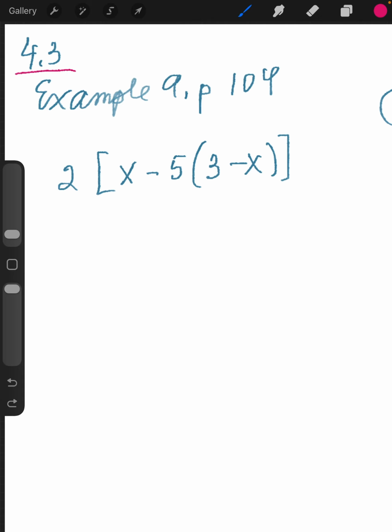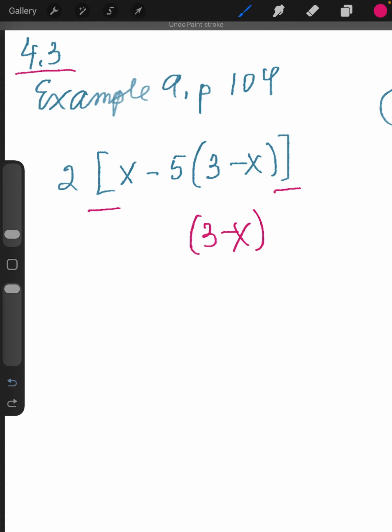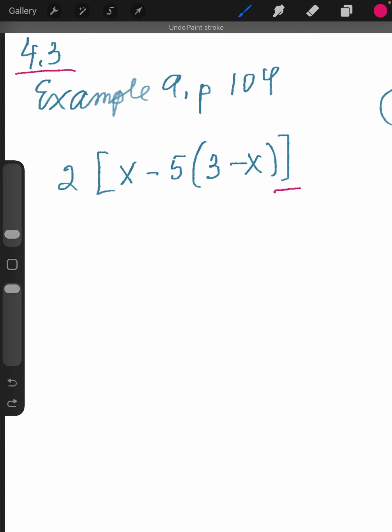So let's look at example 9 on page 104. Here we have this expression: 2 times brackets x minus 5 times open parentheses 3 minus x, close parentheses, and close brackets. Now, you probably already know that brackets function just like an extra pair of parentheses. We can, as a matter of fact, write them in the form of parentheses. It's just visually easier and mechanically maybe even easier to write them as brackets.